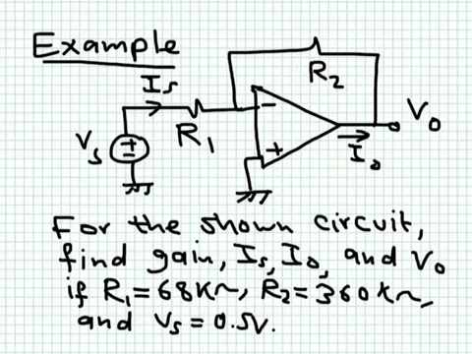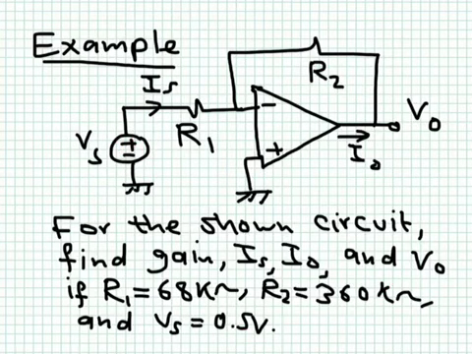Okay, let's consider a number of examples. This one here is an inverting amplifier. Immediately when I see something like this, I know that the gain is minus R2 over R1. I don't have to think about it. I don't need to prove it. For this circuit, we are required to determine the gain, determine the current being drawn from the source, determine the current being drawn from the OpAmp, I out, and determine the value V out. And we are given a number of parameters: R2 is equal to 360 kilo ohm, R1 is 68K, and the input voltage is very small, it's 0.5 volts.